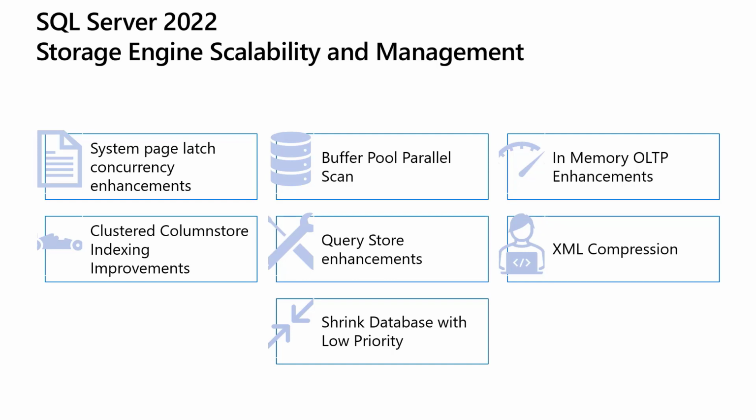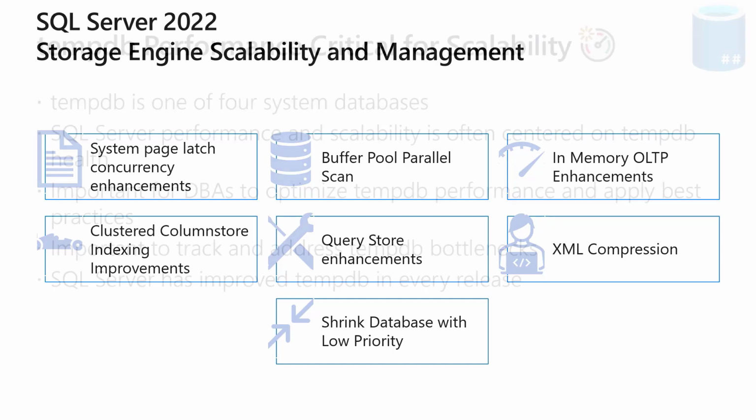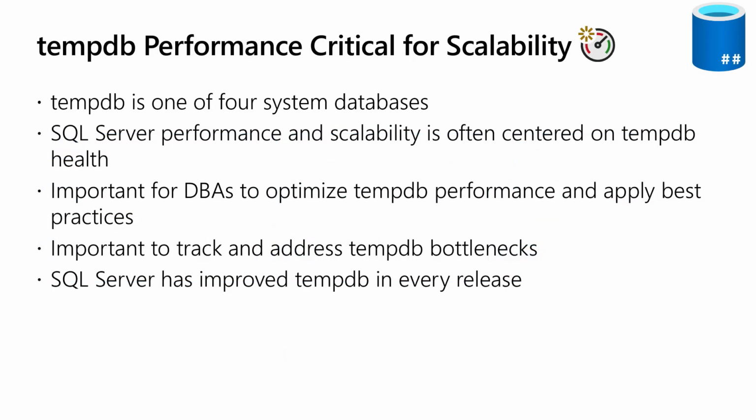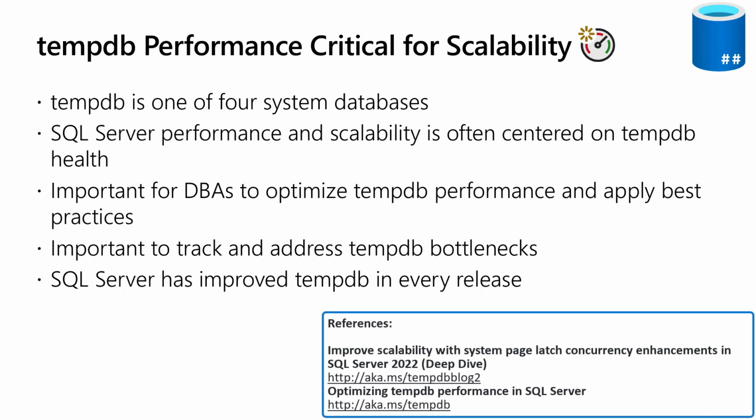So let's start with the first one, system page latch concurrency enhancements, the TempDB improvement. I'm going to start with TempDB, but also do a bit of summary on the topic. First, we know TempDB is one of four system databases, and it's incredibly important for SQL Server. You only get one TempDB per SQL Server instance, and TempDB is used by every database for temporary storage.